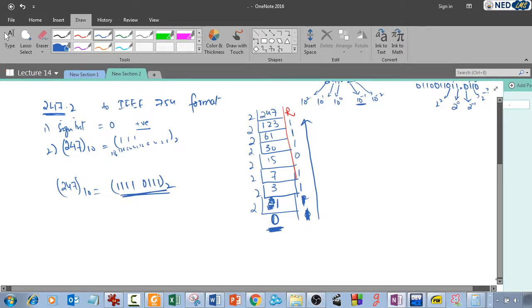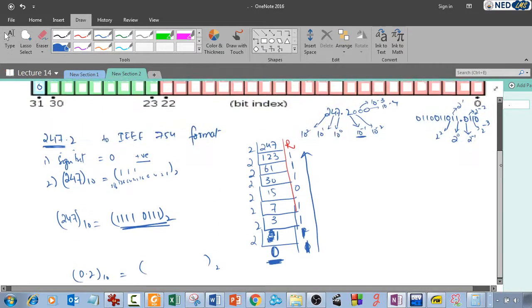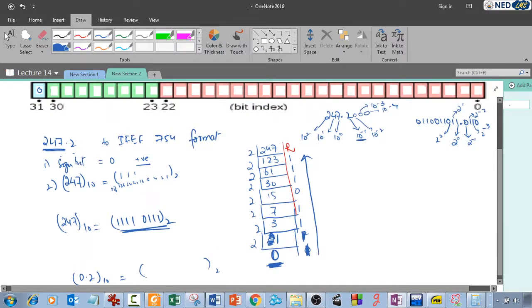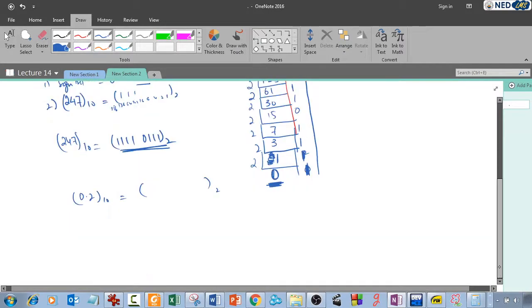Now we need to convert this 0.2 in base 10 to binary. Since we are talking about the fractional part, whereas before the placeholders were 1, 2, 4, 8, 16, 32, 64, here it would be 1 over 2 is 0.5, 0.25, 0.125 and so on and so forth. You can turn on the bits if you need to, but that's kind of difficult.